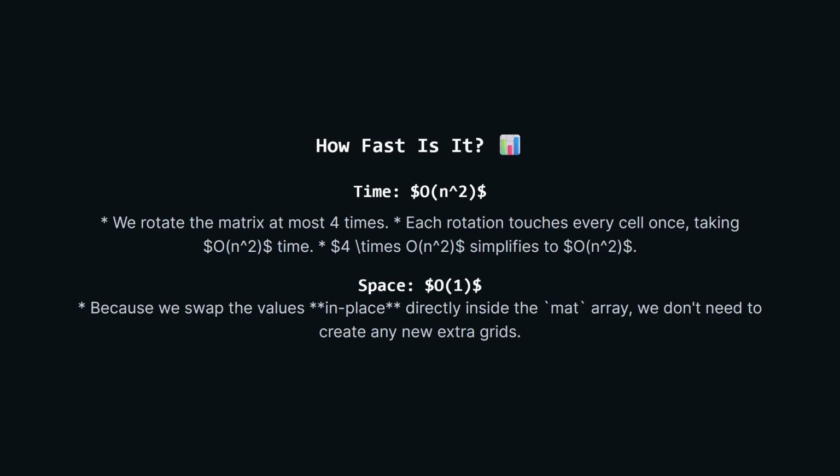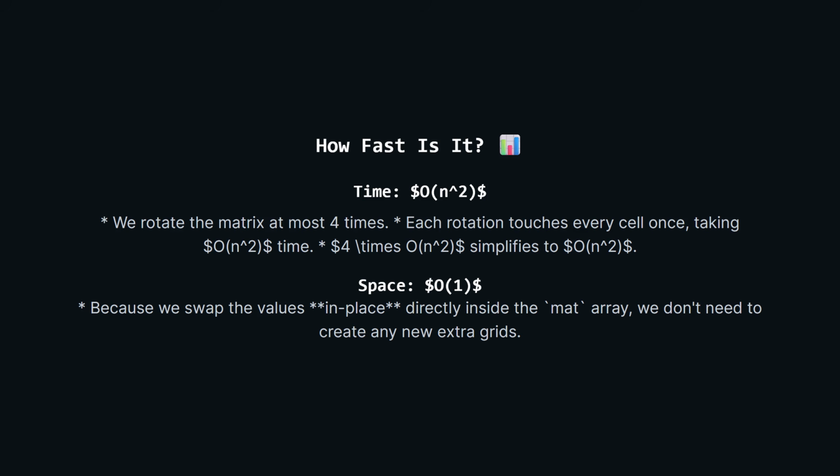Let's talk about efficiency. For time complexity, it is big O of n squared, where n is the length of one side of the grid. Why? Because the grid has n squared total items in it. We touch every item to rotate it, and we might do this up to 4 times. 4 times n squared just simplifies to big O of n squared.